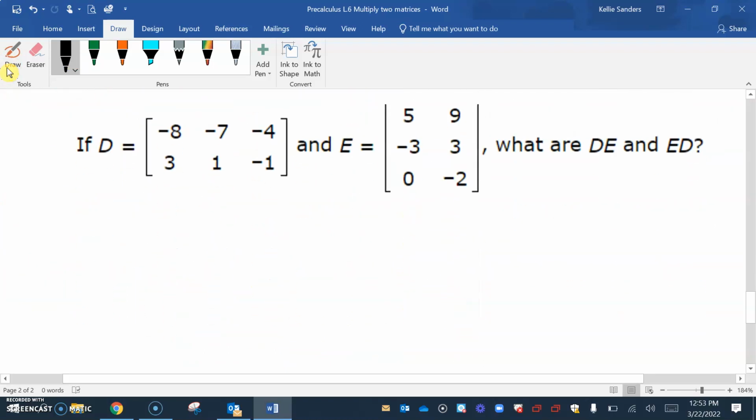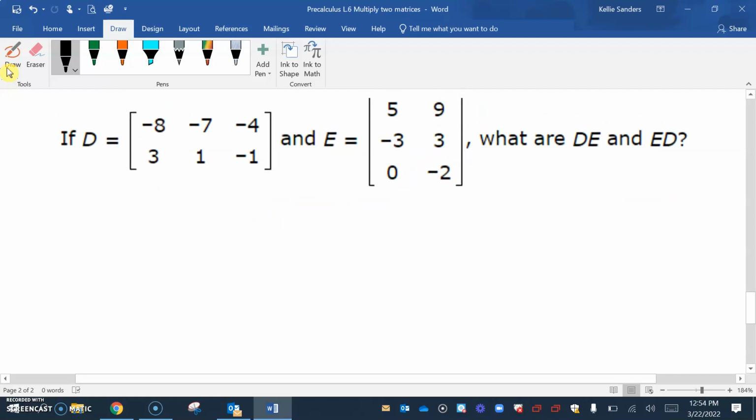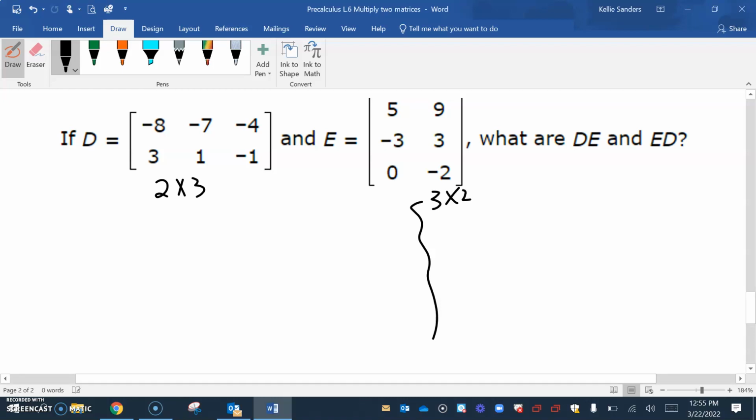Last one. What are GE and ED? Excuse me. Make sure I give myself some space. I'm going to try to speed up because I only have 1 minute 7 seconds left on my time. This is a 2 by 3. This is a 3 by 2. So yes, I can do it, and I would have a 2 by 2.